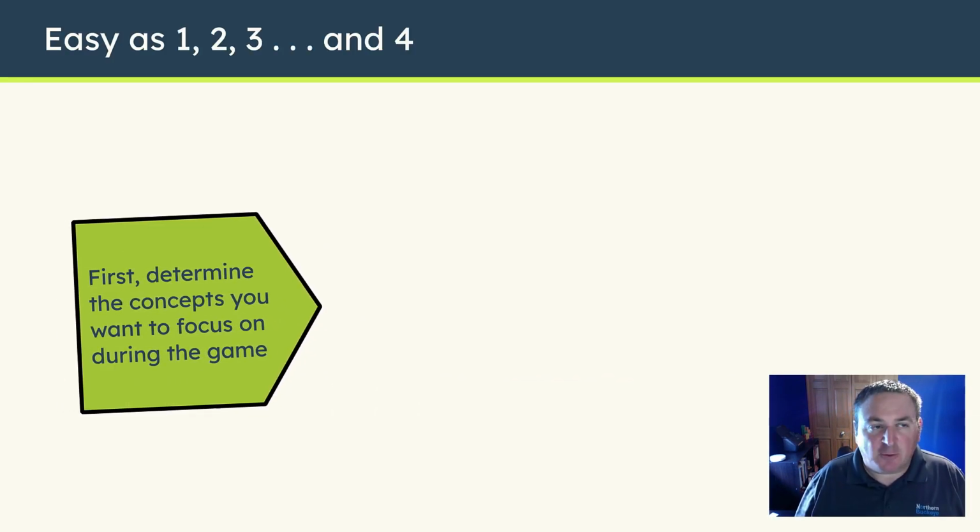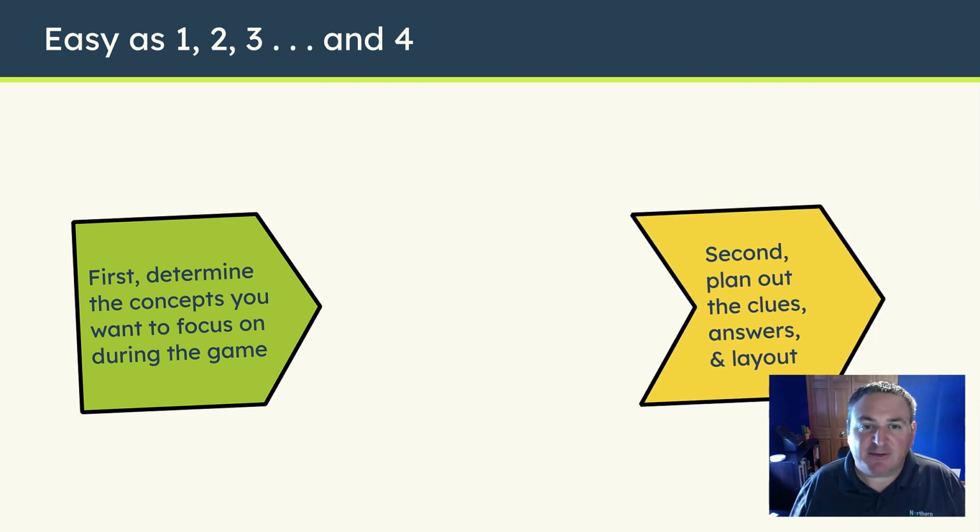So it really is 4 steps. So it's easy as 1, 2, 3, and 4. But first, we want to determine concepts that we're going to focus on. Okay, if this is a math breakout, are we going to focus on decimals? Or if an English breakout, is it vocabulary? What are the things, the concepts we want to focus on during the game? So that's the first step.